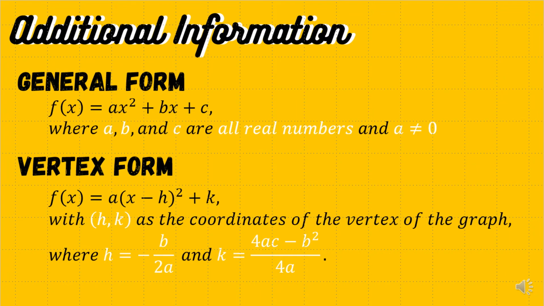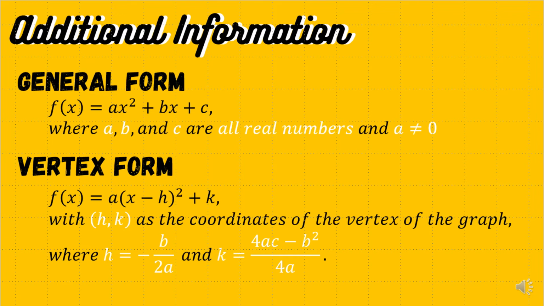So let's recall our additional information before, wherein we have the general form of the quadratic equation, which is f of x is equal to ax squared plus bx plus c, where a, b, and c are all real numbers and a is not equal to 0.